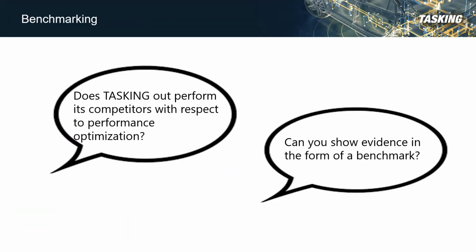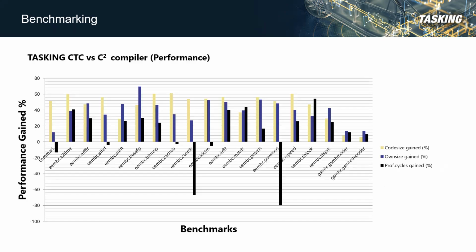The OEM was really happy with the tier 1 performance, and they awarded the project to the tier 1. The tier 1 was really excited about our tasking optimization tool, and they wanted to know whether we have any kind of benchmarking, because there are a lot of competitor tools which also provide the same kind of optimization. So for that, we want to present this benchmarking slide. These are EEMBC benchmarks, a performance benchmarking of the tasking CTC compiler against the C2 compiler.